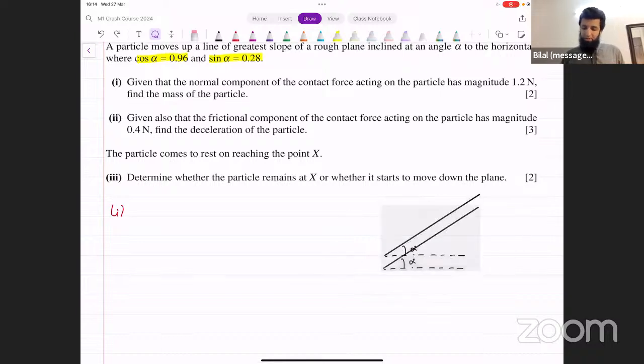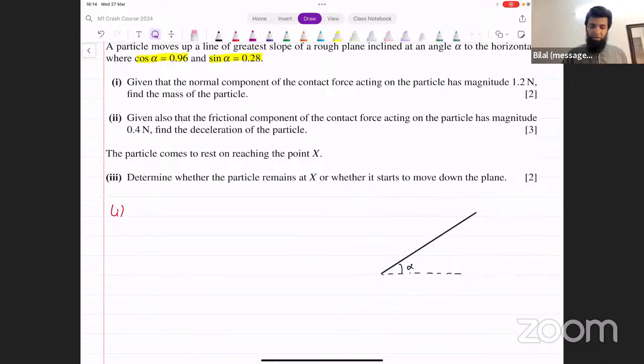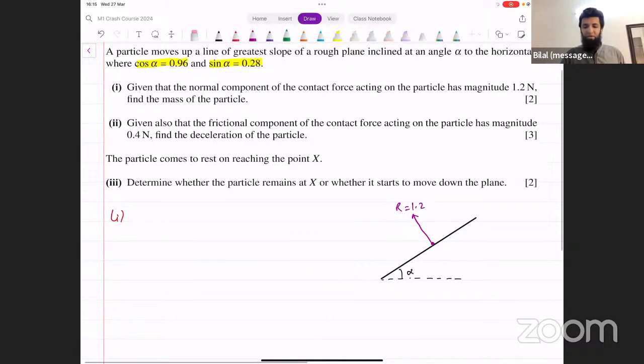Now, let's look at the forces that are acting on this particle. So let's say the particle is here. It says the normal component has magnitude 1.2 Newton, so that means this reaction is 1.2. It's a rough plane, that means there's going to be friction as well. Since it's moving up the plane, where is friction going to act? It's going to act down the plane. This is the direction of friction.